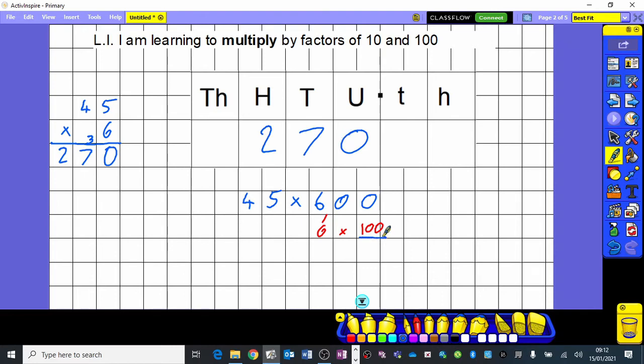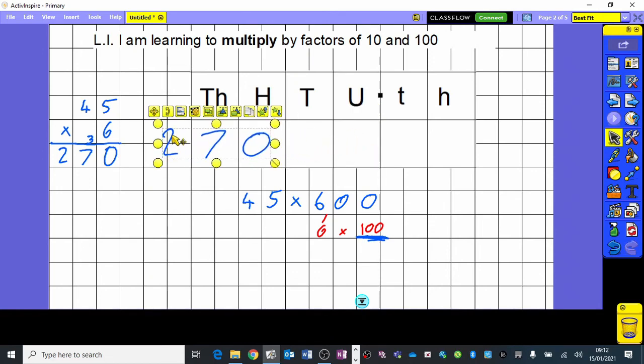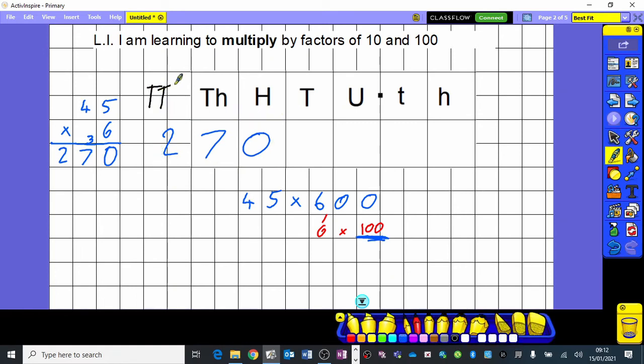Next, we need to multiply that by 100. So we're going to take this here and we're going to move it up 2 places. So we actually have to have another column here. We should have a 10,000s column. All we need is for the zeros to fill the gaps, and we can see our answer is actually 27,000.